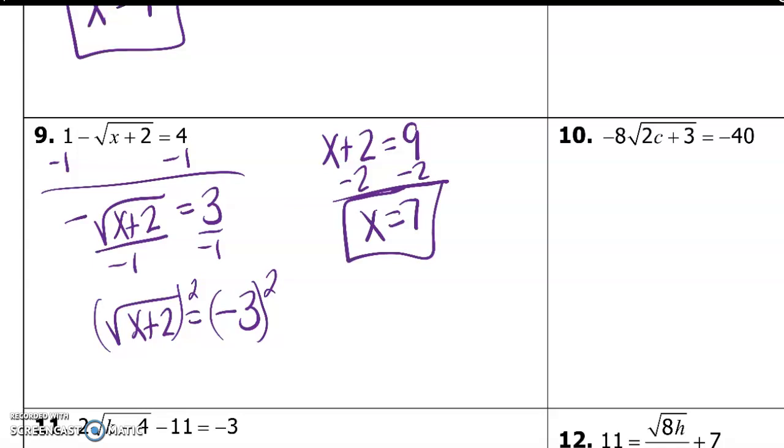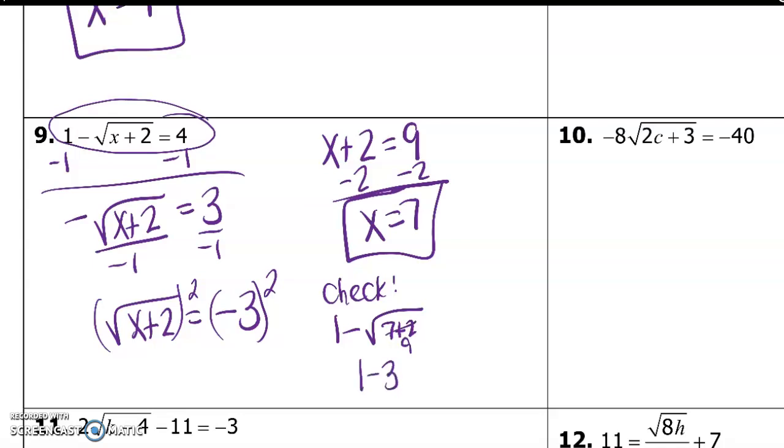Now here's what you have to realize. If you plug this back in up here, so if we check it, 1 minus the square root of 7 plus 2. 7 plus 2 is 9. The square root of 9 is 3. So 1 minus 3 does not equal 4. So that's why you should always check your answers. 1 minus 3 does not equal 4. So this is an extraneous solution. So there are actually no solutions to this.